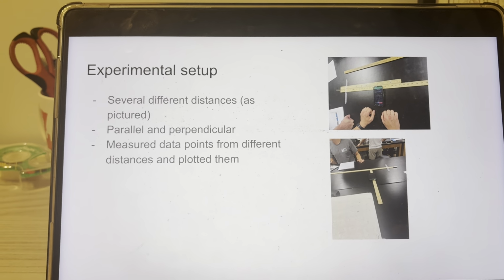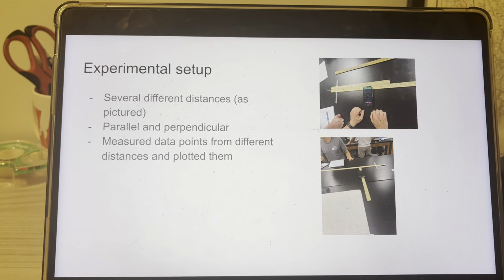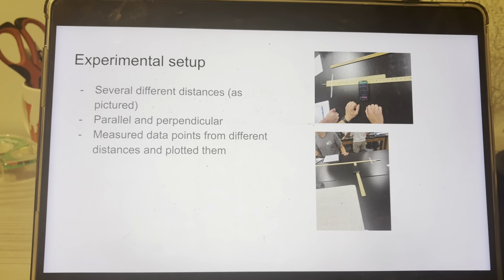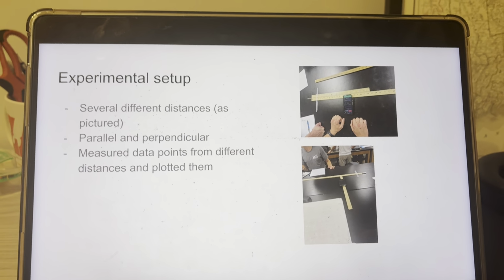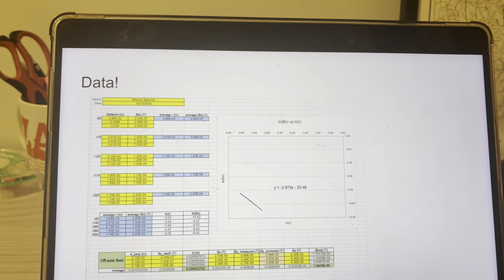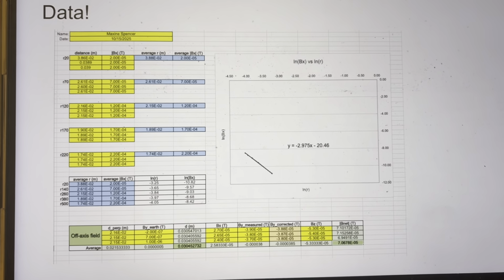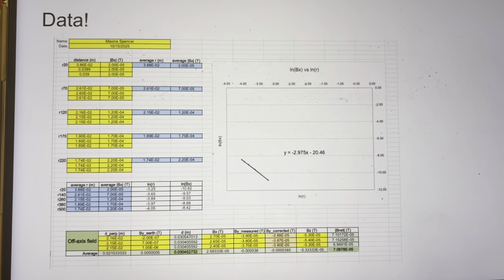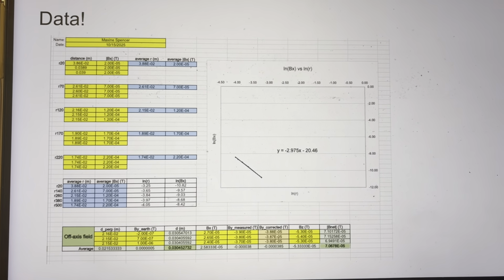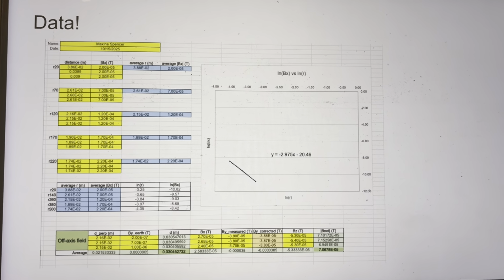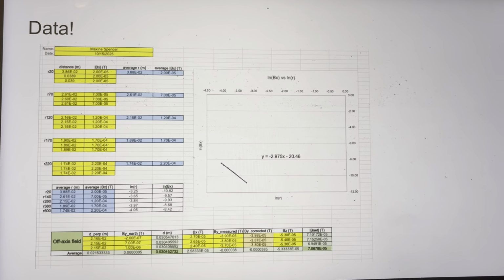Several different distances, as is pictured here. One also more parallel, one more perpendicular. And we measured and plotted these data points. Speaking of plotting the data points, here's the data. This was what we found for all the data here. I'll just kind of keep that here.